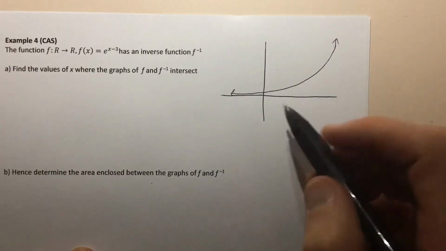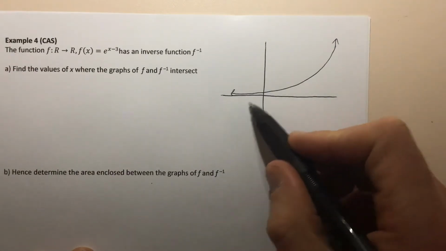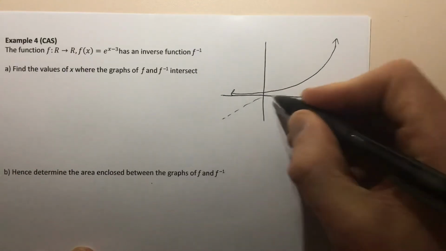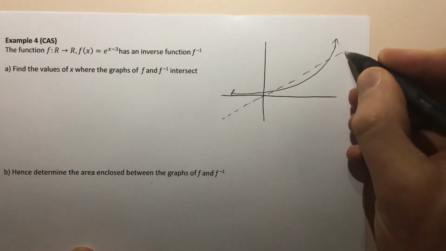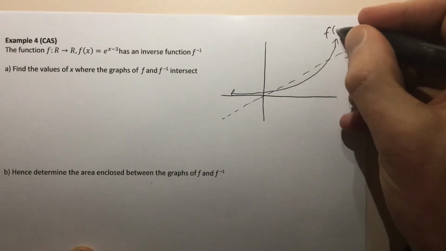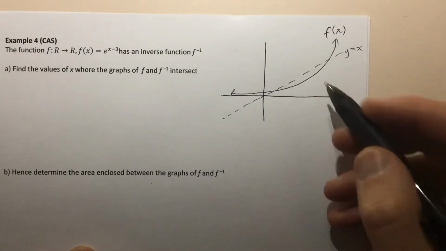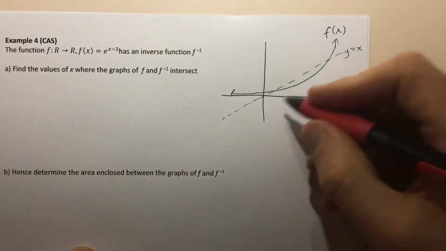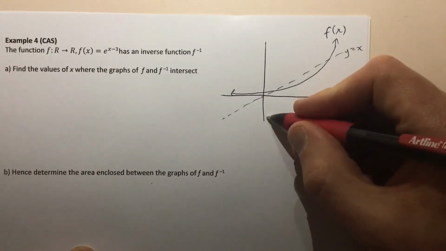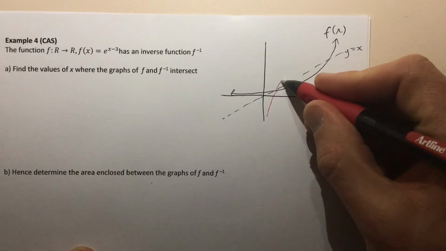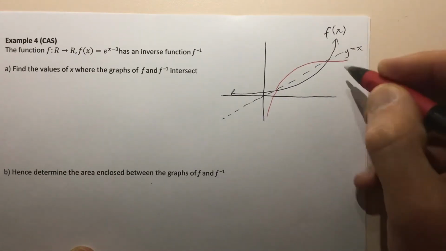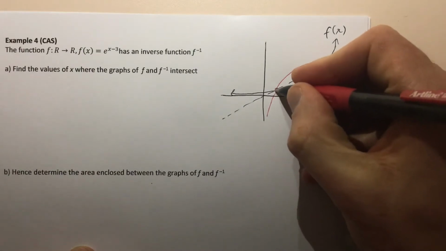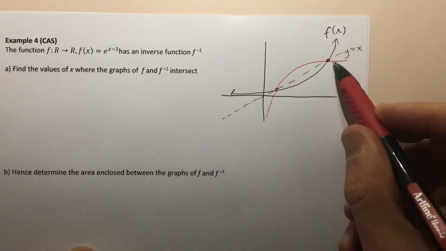And we also know that the inverse is a reflection in the line y equals x. So if I draw in at least a rough sketch of the line y equals x, that's the function f of x, we can get the sense that the inverse would do something like this. It'd be a log graph. It comes up and it's a reflection in the line y equals x. And so this point of intersection here and this point of intersection here must also occur along the line y equals x.